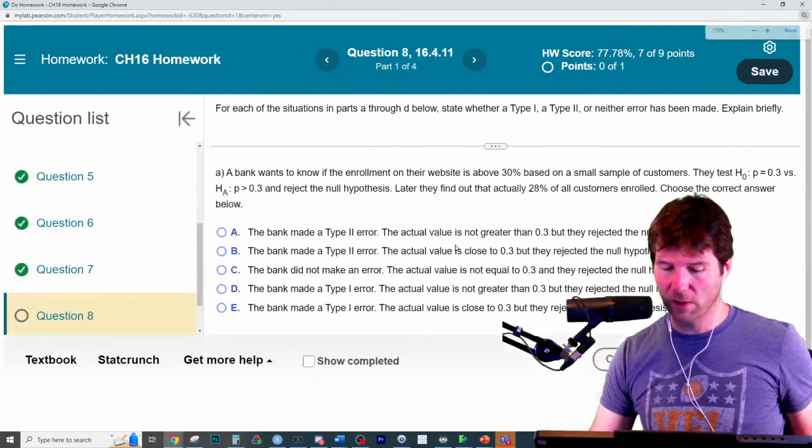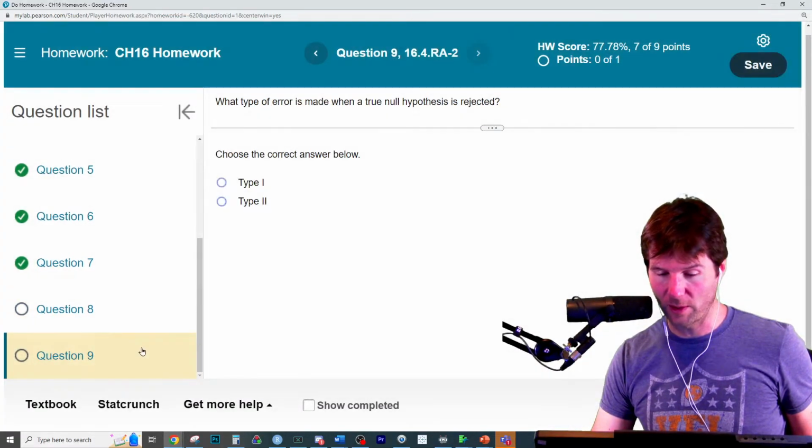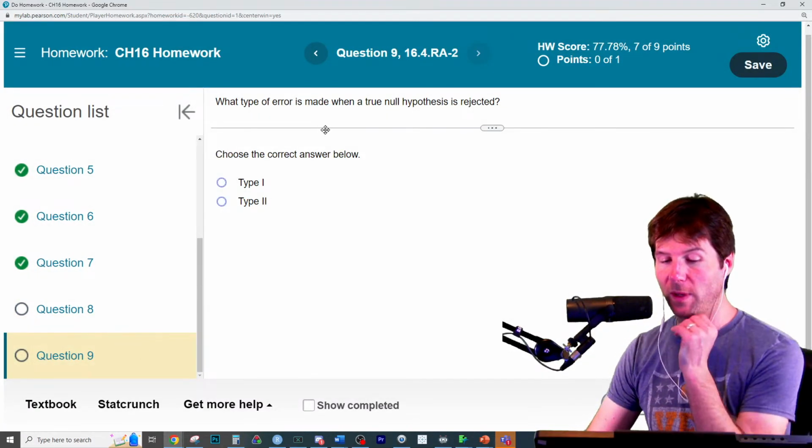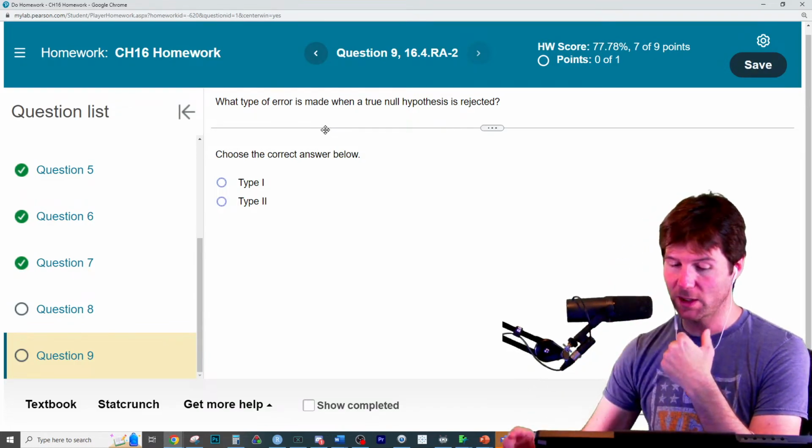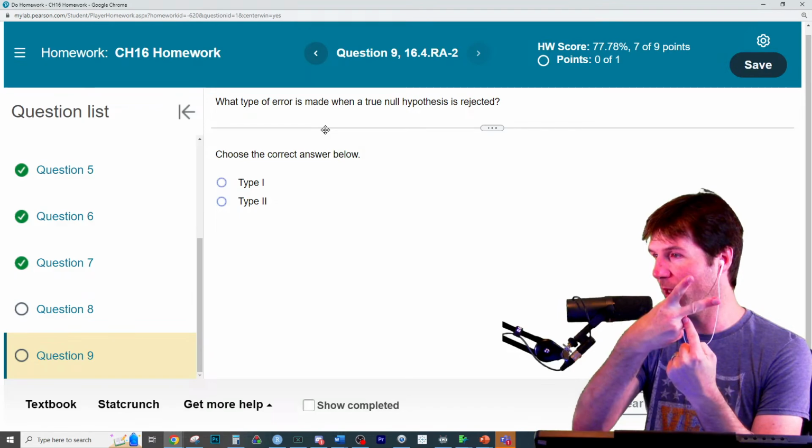Here we go, the bank scenario. I guess we'll end with these. What type of error is made when the true null is rejected? In a type 1, the null is true and we reject it. In a type 2, the null is false and we fail to reject it.